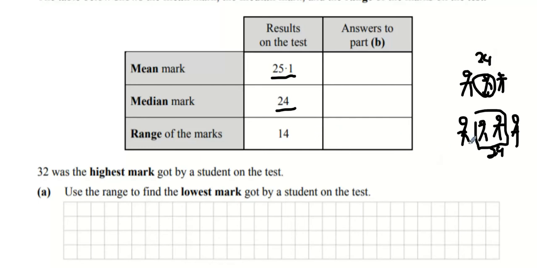The range is the difference between the top mark and the bottom mark, which is 14. 32 was the highest mark. Use your range to find out what the lowest mark is. Well, 32 take away 14 will give me 18.